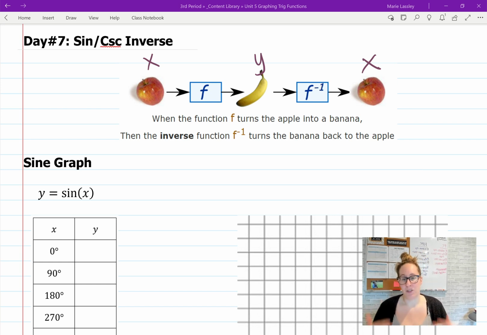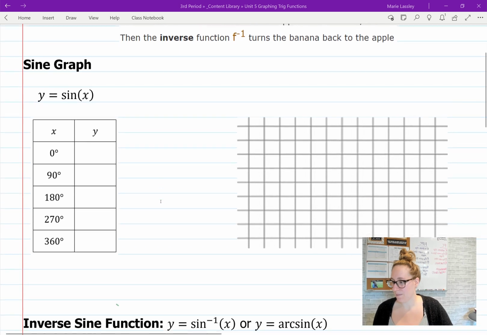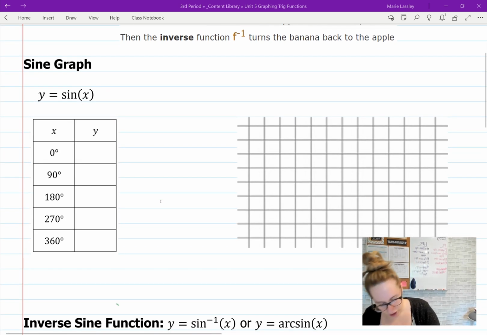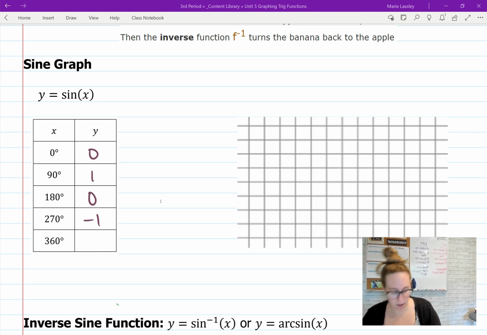We're going to start off by graphing the sine function, and then we're going to look at the inverse sine graph and talk about some key features. First, just graphing sine. We can do this. This is no big deal. I'm going to fill out my little chart over here. I have 0, and then 1, and then 0, and then -1, and then 0.